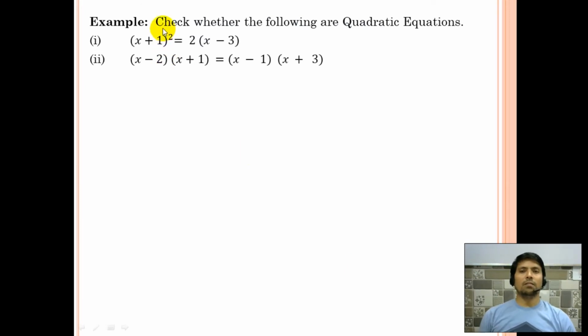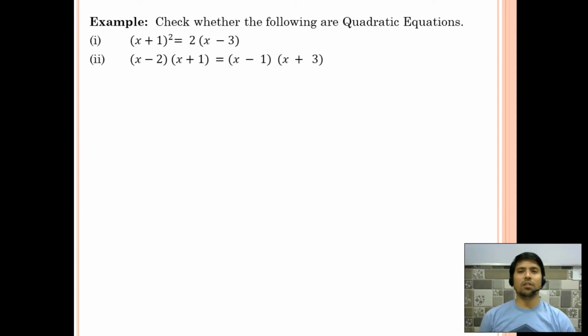Now here we have an example, where we have to check whether these two are quadratic equations or not. First of all we will simplify it. If after simplifying we get a degree 2 term at last, then this will be a quadratic equation, otherwise not.